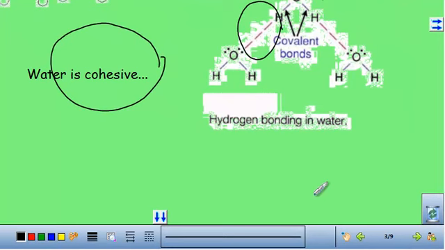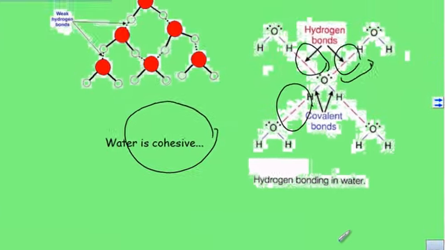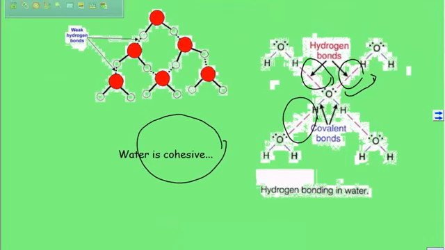So you're going to do a lab next week, and you're going to observe some properties of water, and you're going to have to decide what property is responsible for each of the phenomena you're looking at. Is it cohesion? Is it adhesion? What property is it that is responsible?